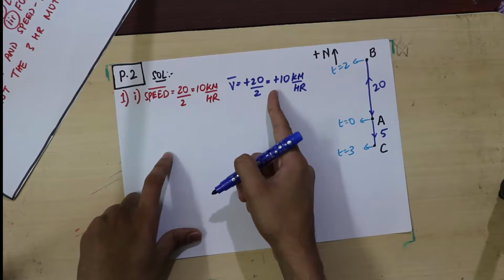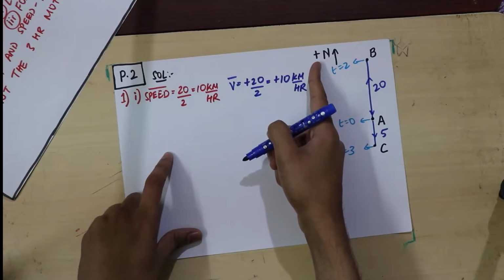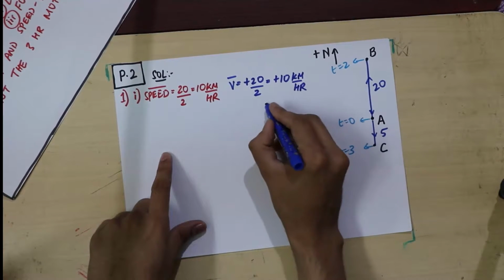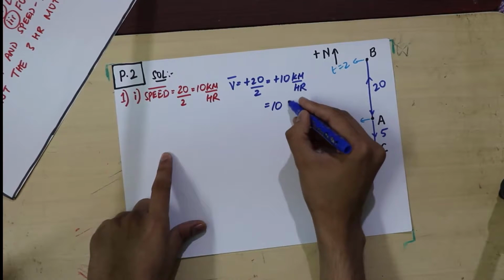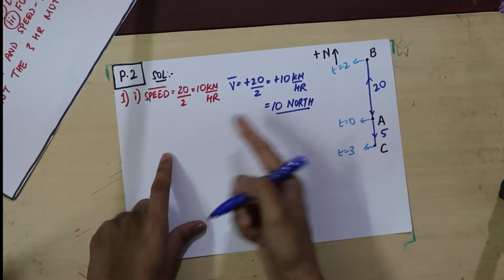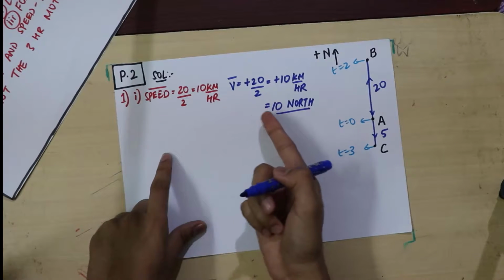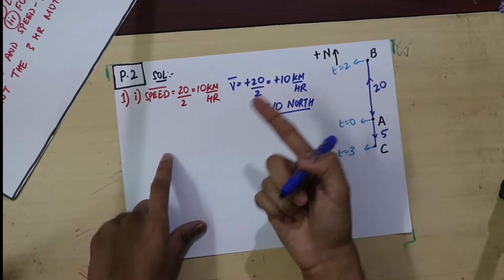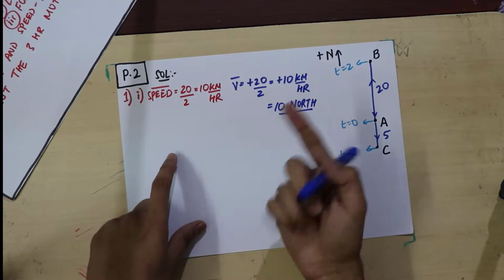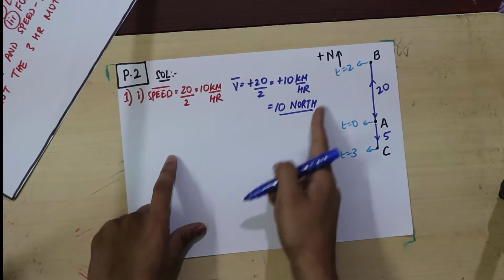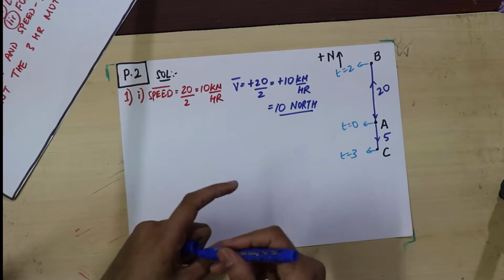But remember, our final answer should not have plus and minus because that's our chosen. So we should answer this using north and south. So I would say the answer is 10 kilometers per hour north. Remember, even though they did not ask me exclusively for direction, velocity is sign sensitive. So it's understood. Whenever they ask you for a quantity which is sign sensitive, you have to give the answer with the sign. And here, the direction represents the sign.